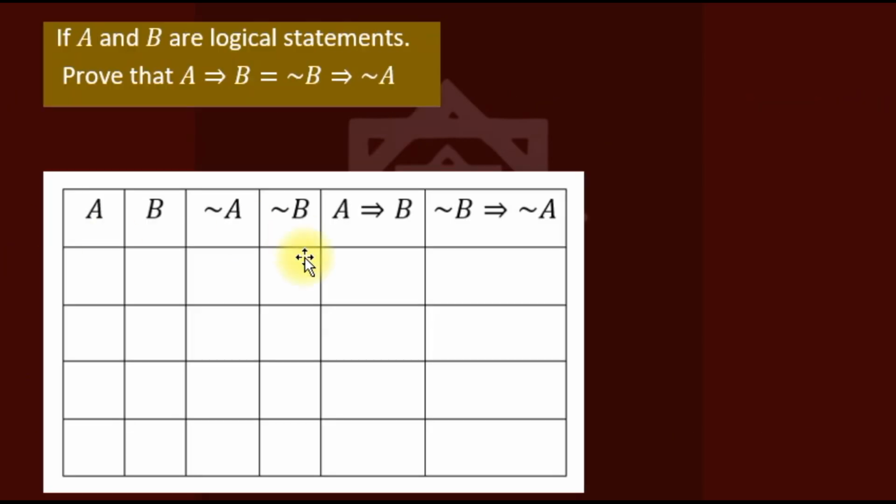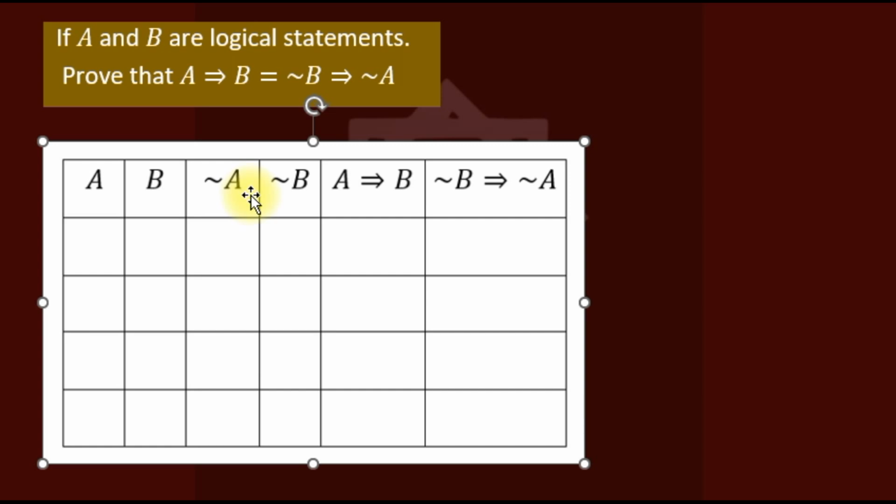Let me use it and prove. Okay, they said if A and B are logical statements, prove that A implies B is equal to not B implies not A. So look at this table. We are going to use it to fill up this so that we know whether it is correct. For it to be correct, the second to the last column must be the same as the last column. So whatever that is here must be there. The two must be equal.